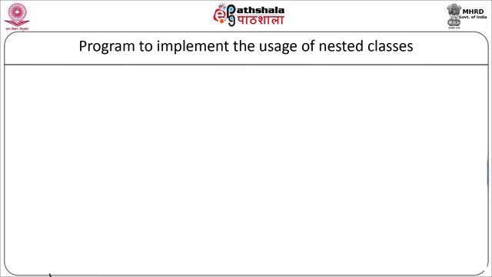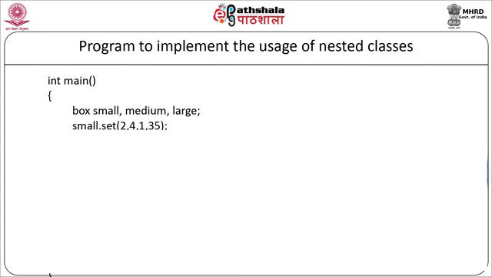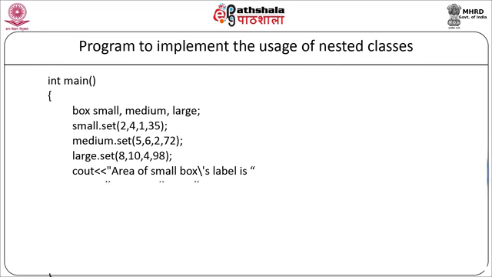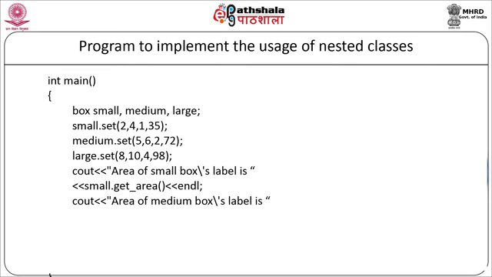Now we will start with our main program, int main. Here we are going to declare the objects of class Box as small, medium, large. Now here we are going to assign the values as small.set(2, 4, 1, 35), medium.set with 4 parameters as 5, 6, 2 and 72, large.set with the 4 parameters as 8, 10, 4 and 98.